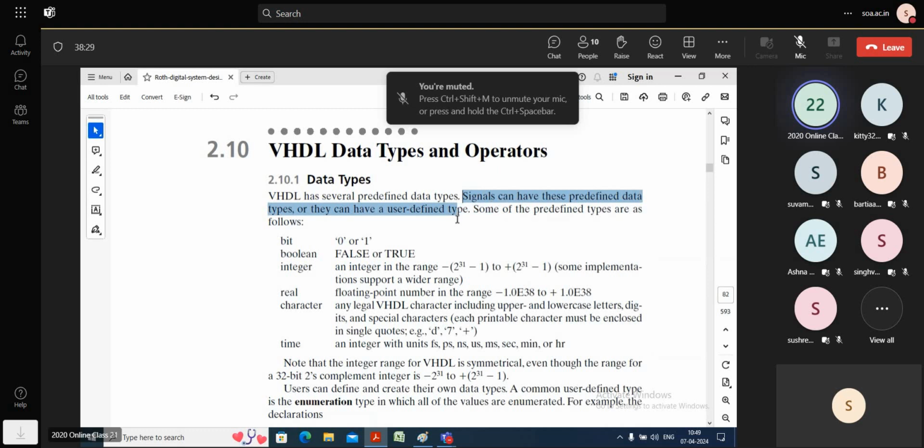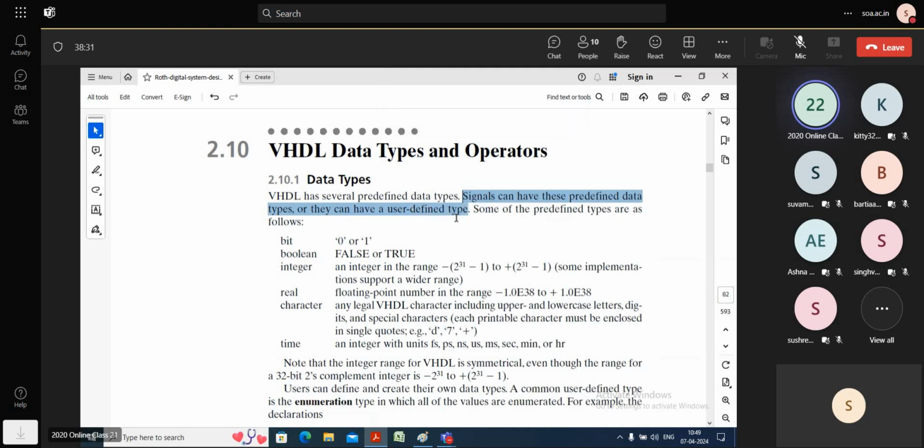Signals can have these predefined data types, or they can have user-defined data types. Several predefined data types are there, as well as user-defined data types. Some of the predefined data types you can see here: bit, boolean, integer, real, character, time. All these are the predefined data types.